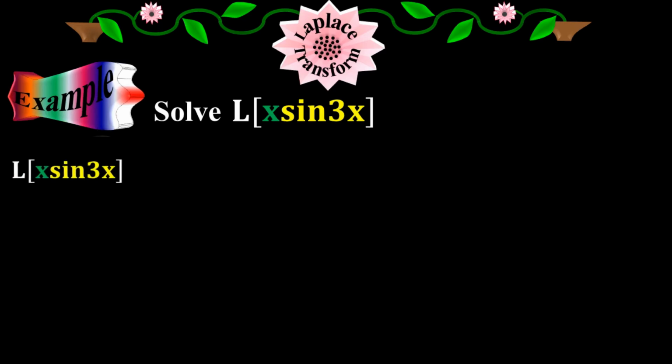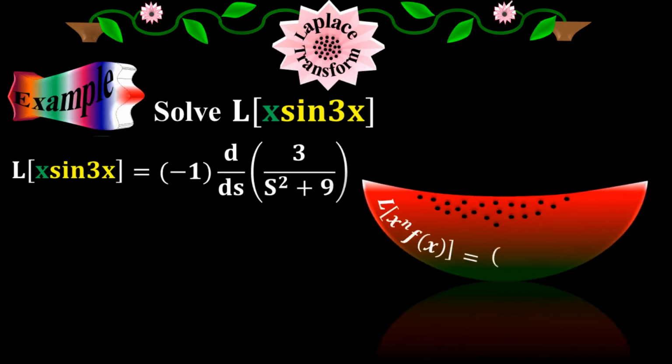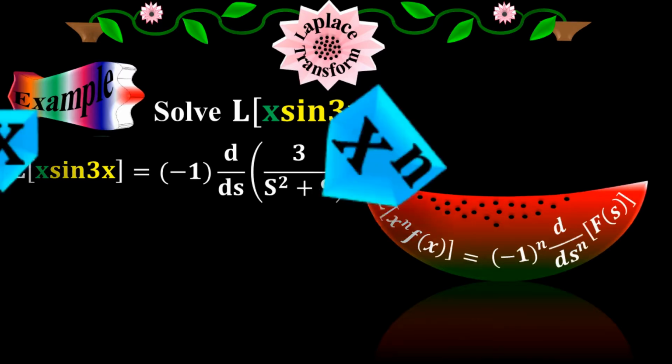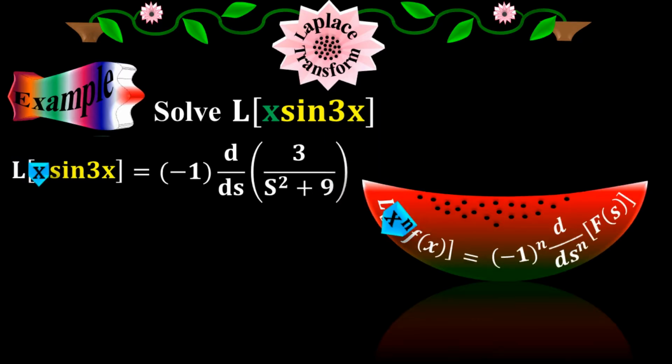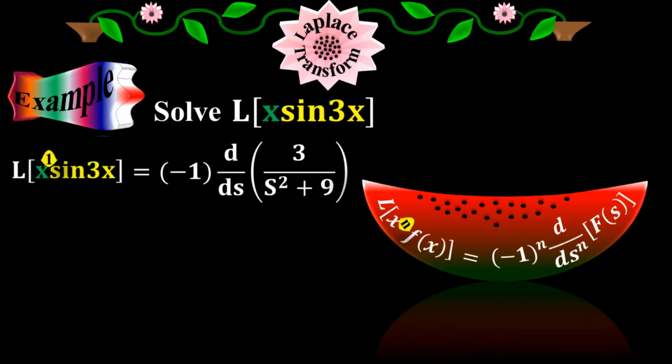Laplace of x times sine 3x equals minus 1 times d over ds of 3 over s squared plus 9. Again I applied this formula here, where my x to the n is x, function f of x is sine 3x, and Laplace of sine 3x, which is f of s, is 3 over s squared plus 9. I just derived that. The value of n is 1 here.